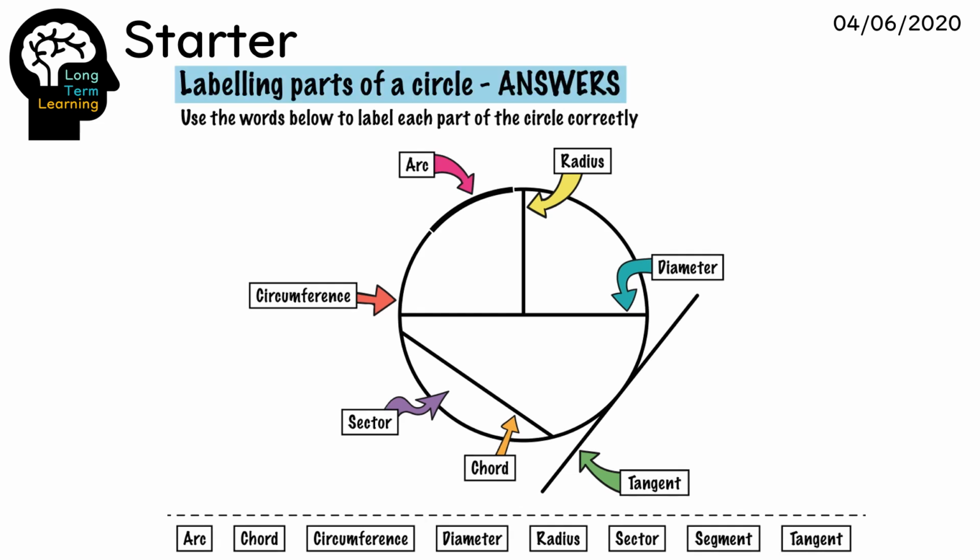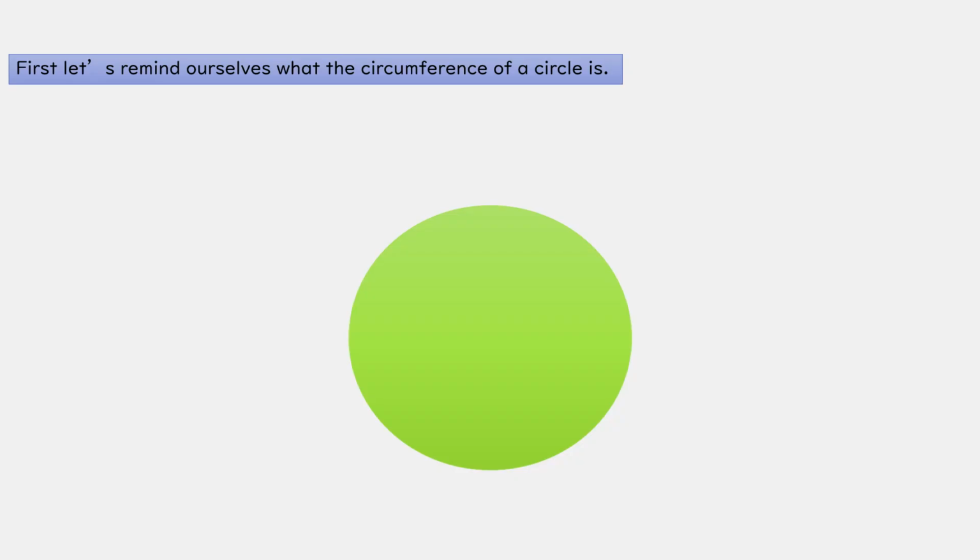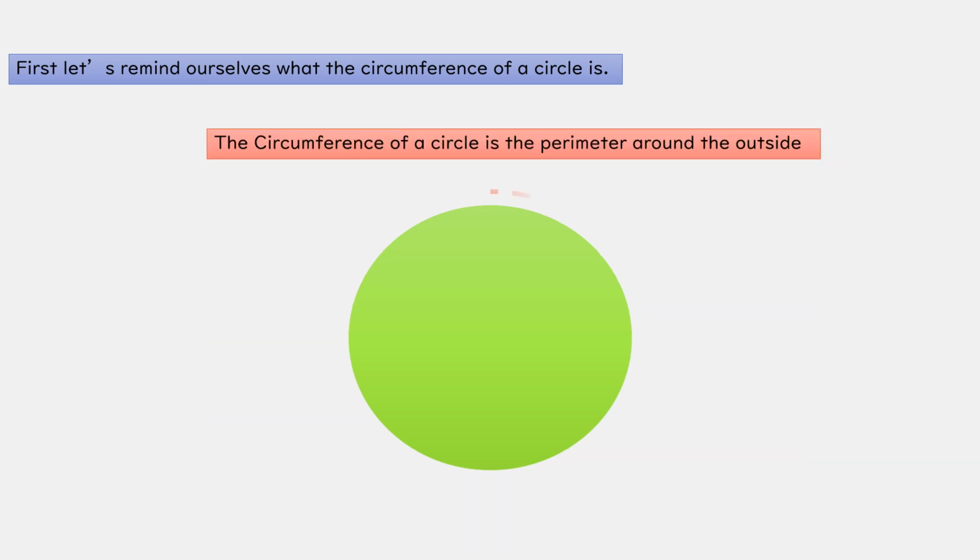Okay, here are the answers. So mark your work and then we can move on. So first, let's remind ourselves what the circumference of a circle is. In the starter, you should have seen that the circumference was all the way around the circle. So it's like the perimeter of a shape, but it's got a special name for a circle. We call it the circumference. So that red dashed line all the way around the circle.